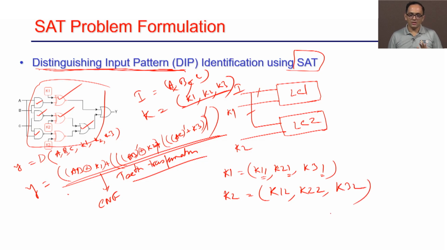Effectively I just created 2 copies of these variables, and what it means is, in this equation, wherever the variables K1, K2 and K3 are there, I replace them with K11, K21 and K31 for this circuit, and for the circuit LC2 I will replace K1 with K12, K2 with K22 and K3 with K32. So, this is what it effectively means, right. My outputs are Y1 and Y2, right. So, this is my so-called miter circuit.